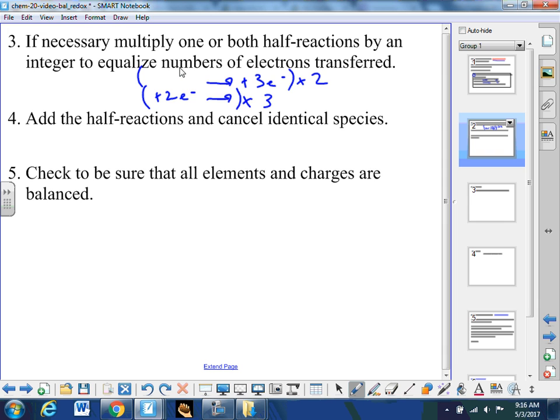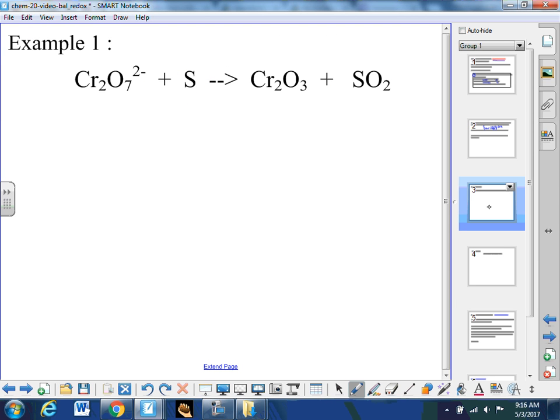So I'll run through one example of each of the two types, acidic and basic. Here we see we have a compound with sulfur and a compound with chromium on either side. We know that the chromium must go with the other chromium, and the sulfur must go with the other sulfur. So one of those will end up being the oxidation half reaction, and one will end up being the reduction half reaction. So let's balance the top one first.